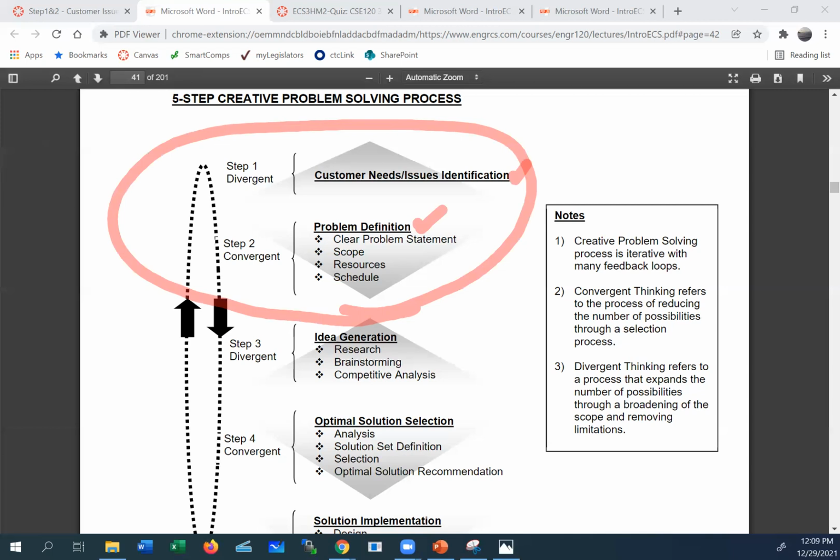This is probably the most important step, because if you're solving a need that doesn't exist, or solving a problem that is not the root cause, the real problem, then you're kind of wasting all the resources you're putting into this. So it's really important to get these two steps right.